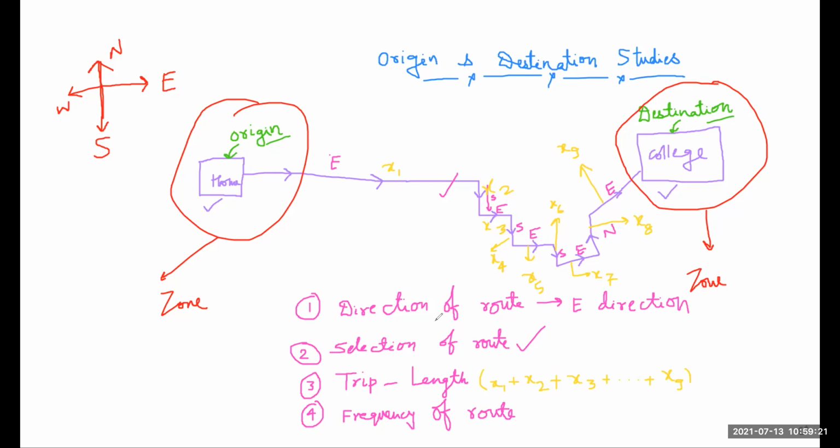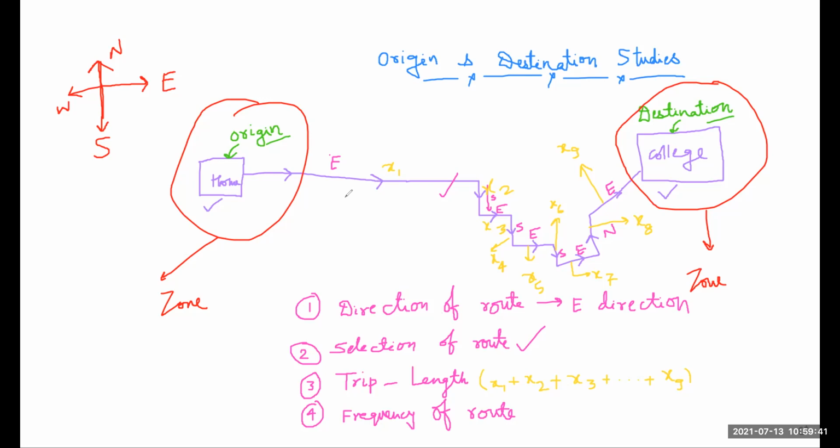Origin and destination study will give on which direction we move. So here if we observe on east direction, then on south, then again on east, then again on south, then again on east, then again on south, and so on. So basically we get here our direction of route. Next is our selection of route.